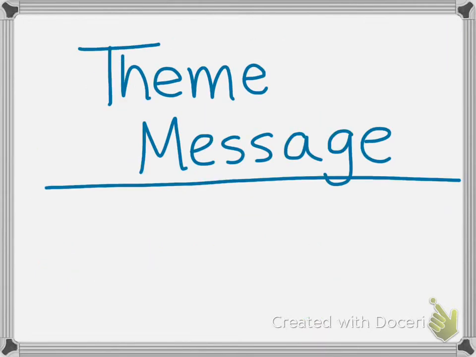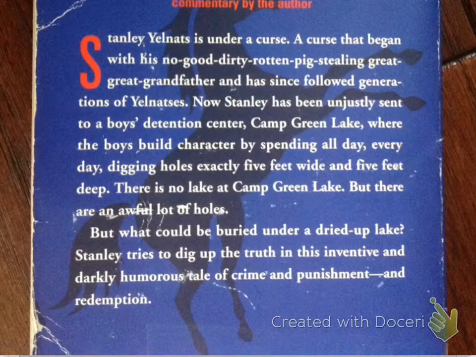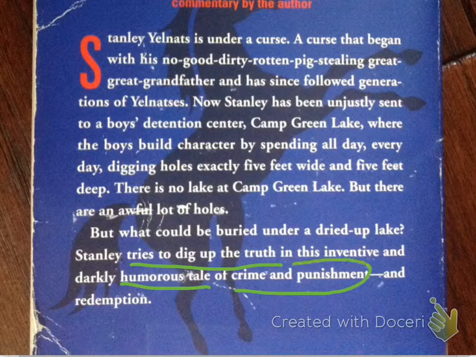The last one is the theme or message, like what's the big idea. So let's look back at the blurb. At the very end it says he tries to dig up the truth, and it's humorous, and it's about crime and punishment and redemption. And redemption means that something that was wrong is made right.